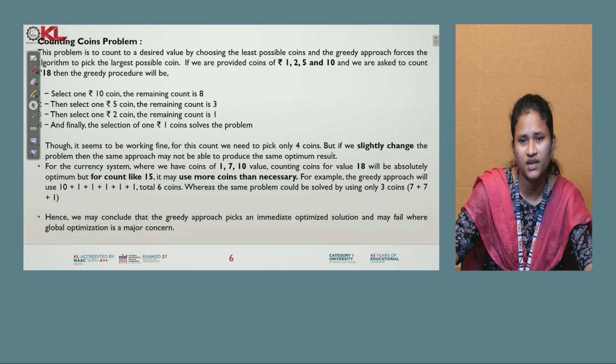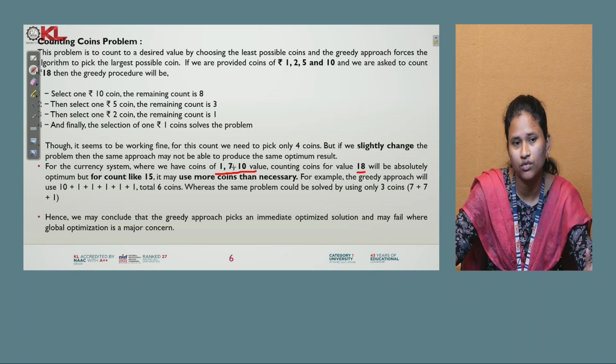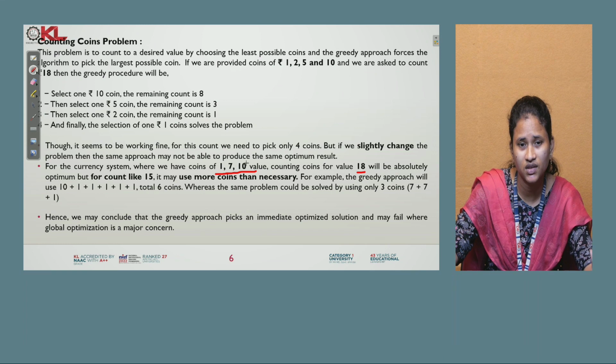Now for the next example, let us consider we have coins 1, 7, 10. My target is 18. What is the highest value? The greedy method works with the highest values first. It will give preference to the highest coins. So 10 will be taken first, then 7 and 1. So 10 plus 7 plus 1.